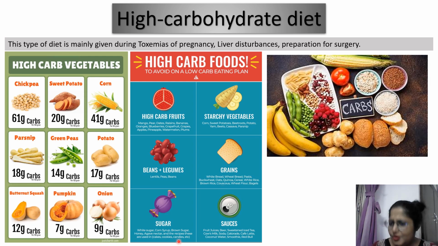Sugar it is better to avoid, but if you have to take it, it is permissible during this time, like honey, brown sugar, corn syrup, and sauces. In case of high carb foods and drinks, you can take smoothies, coconut water, cow's milk, sweetened iced tea. So people are taking too much sweet, right? Those are high carb foods. People on a low carb diet are to avoid these foods, and people on a high carb diet can take them. So this is a high carbohydrate diet.